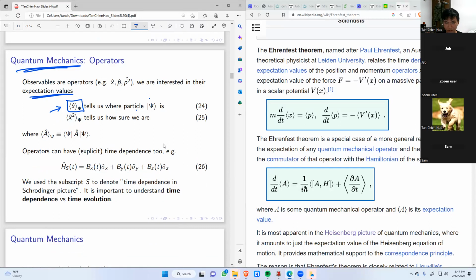This is why we want to calculate them: because we can extract information from them. But how do we calculate them? The expectation value of an operator in the state psi is given by the bracket notation like this. And this is basically, if we think of the state psi as a column vector, in the ket.